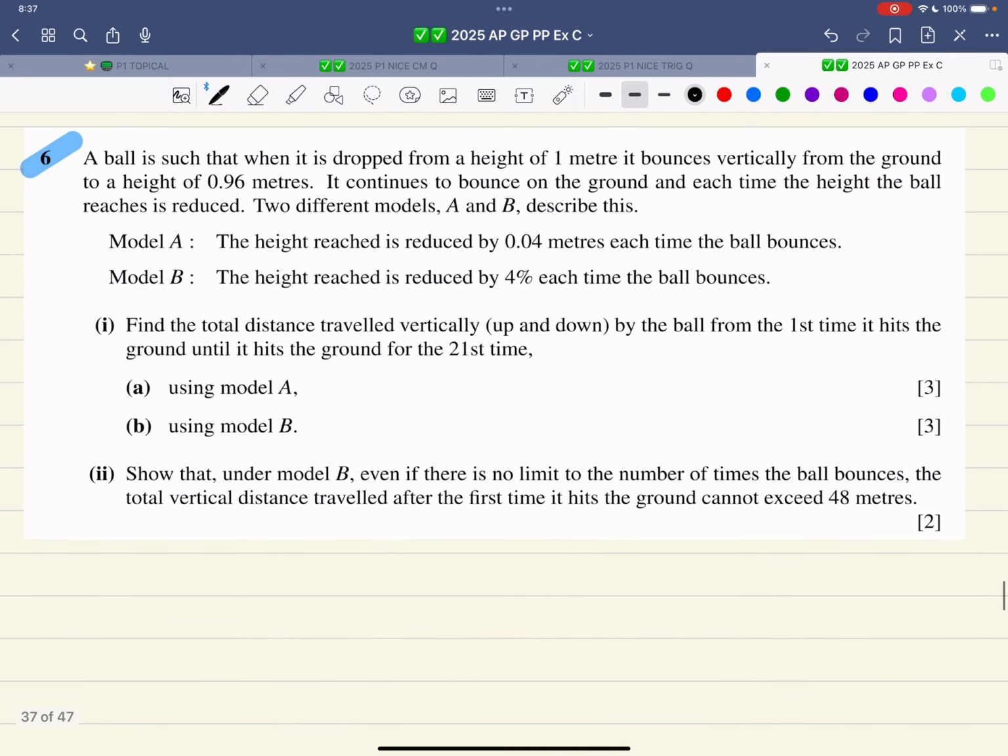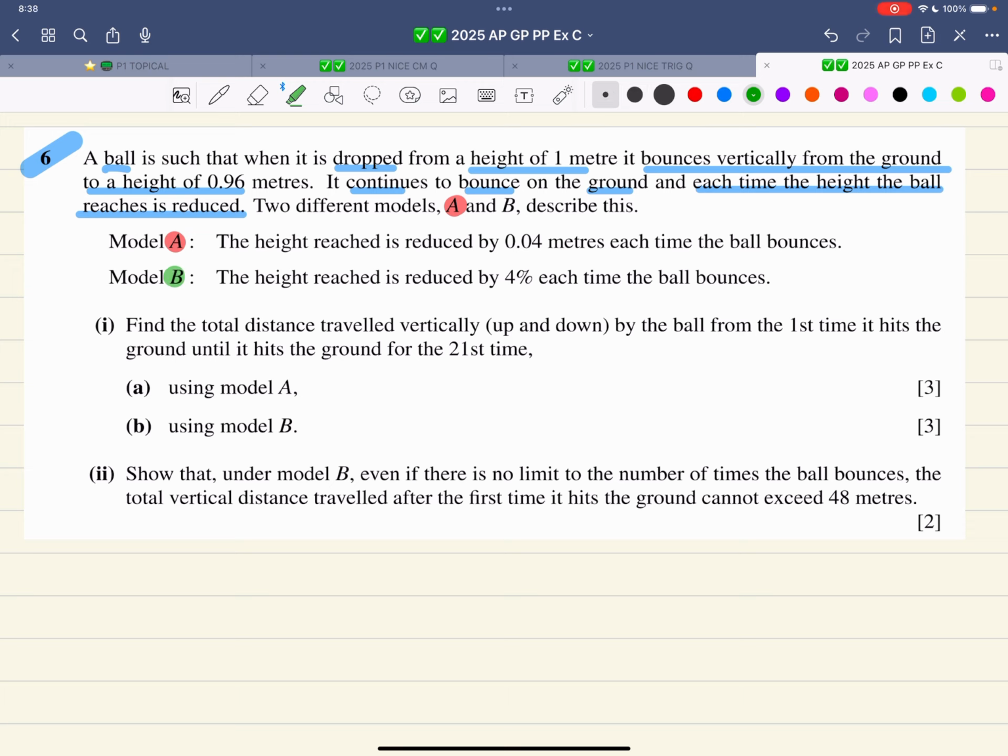Let's read the question. The question says, a ball is such that when it is dropped from a height of 1 meter, it bounces vertically from the ground to a height of 0.96 meters. It continues to bounce on the ground, and each time the height the ball reaches is reduced. 2 different models describe this. The first model is model A, that's over here. The second model is model B, that is over here.